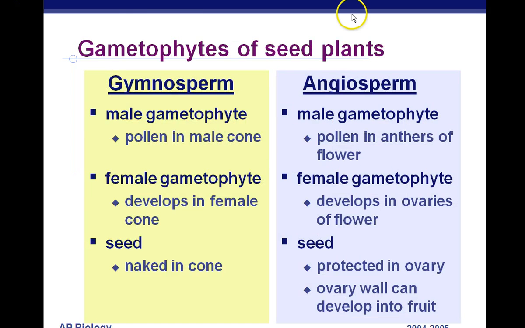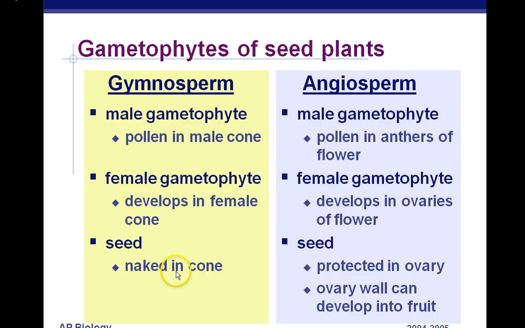All right, so gametophytes of seed plants. In gymnosperms, the male gametophyte is within the pollen of the male cone. In angiosperms, it's the pollen of the anthers of the flower. Remember, there's heterospory in gymnosperms, where they have separate cones that are sticky that produce the male gametophyte, the pollen. The female gametophyte develops in the female cone in gymnosperms like pine trees. In angiosperms like maple trees or tulips, the gametophyte develops in the ovaries of the flower, in the base of the carpel.